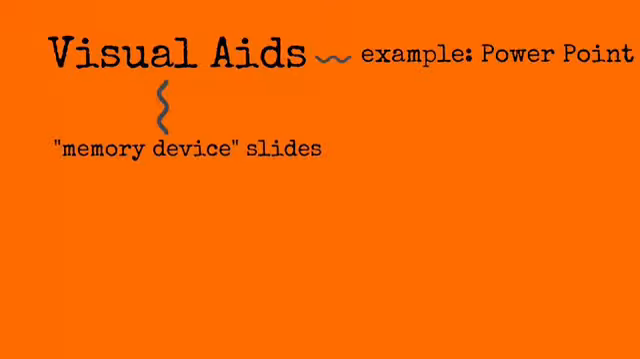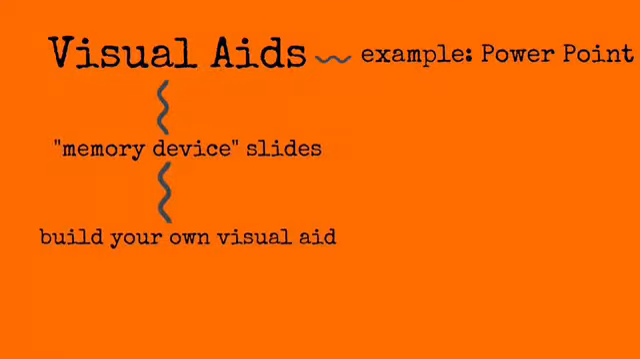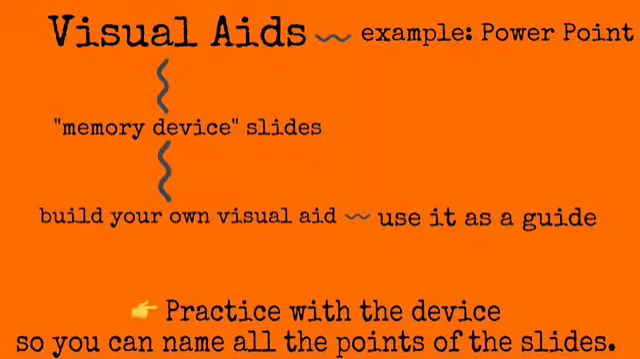Next, we have visual aids. The classic is PowerPoint, but you can use anything you feel comfortable with. These visual aids are memory devices in slides, and it's pretty useful since you can personalize it because you build your own bullet points. So if you build the bullet points, you have to make sure to mention all of it along the speech. And to make sure you don't forget anything, you need to practice beforehand with them so you don't get lost in the middle of a presentation.